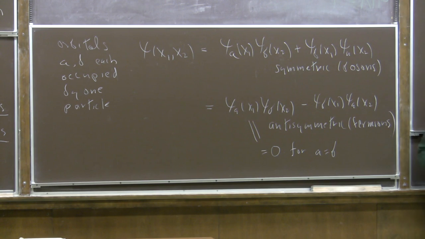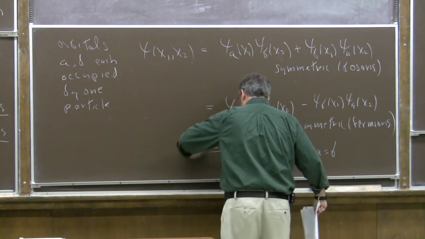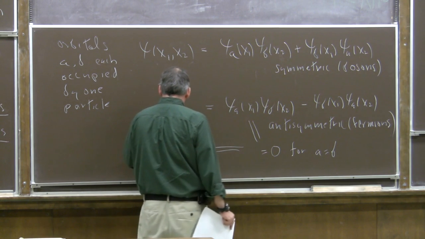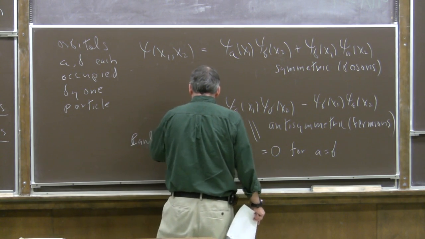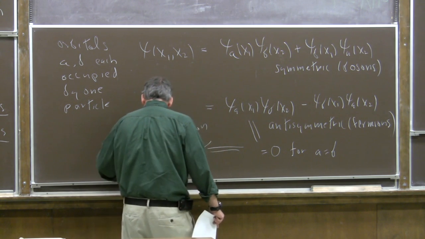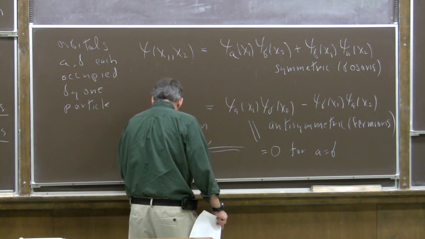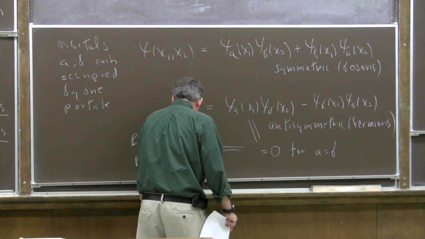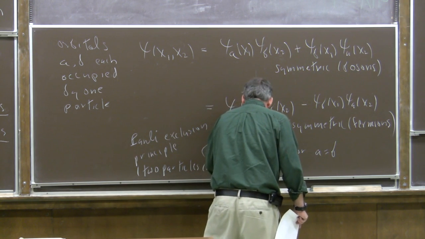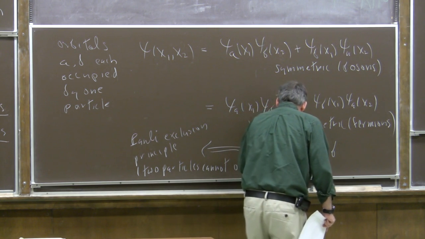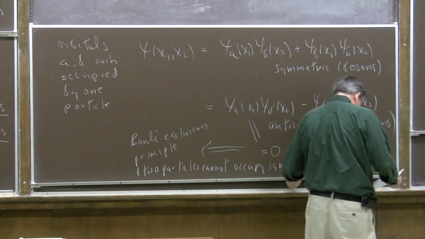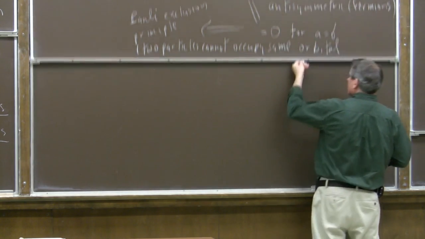Okay. So that means from the antisymmetry of the wave function, we obtain the Pauli exclusion principle. Two particles, fermions that is, cannot occupy the same orbital. No double occupancy.